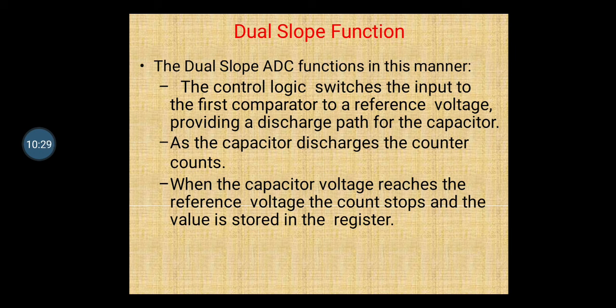So for example, if the analog input is 5 volts, you know that slowly it will go on increasing and reach 5 volts. That is analog, as it is changing. When it reaches that 5 volts, the digital output 101 will be the output, the digital equivalent of 5 volts. So this is the working of the dual slope function.